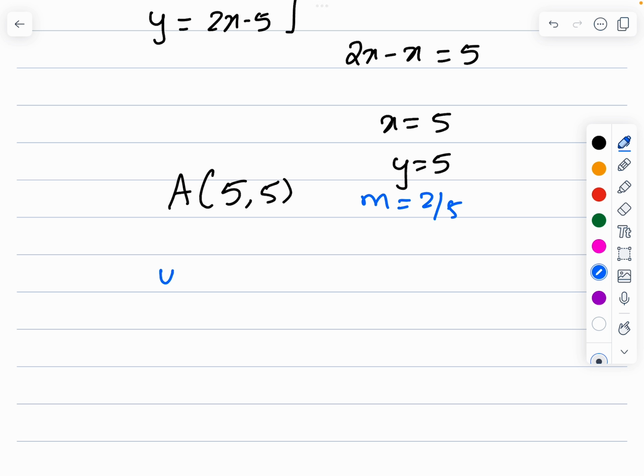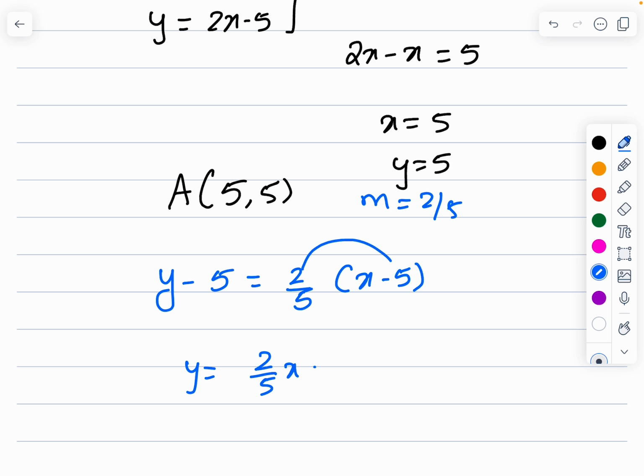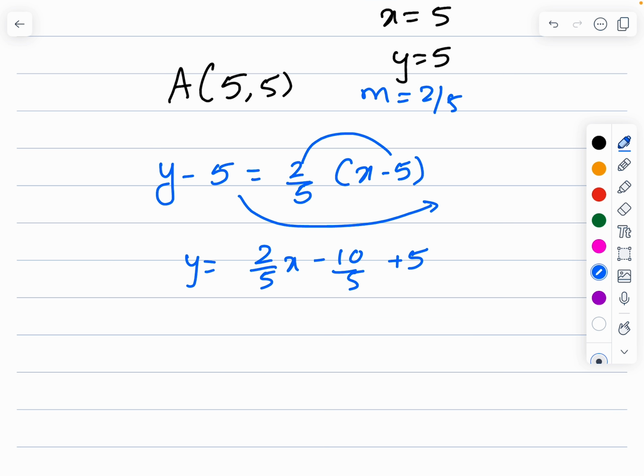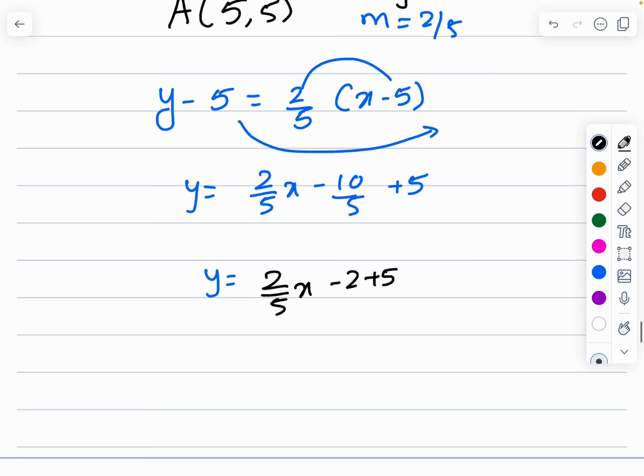Now the equation will be y minus y1 equals m times (x minus x1). Then y equals 2 upon 5 x, this is minus 10 upon 5. Minus 5 goes to the other side, plus 5. So y equals 2 upon 5 x minus 2 plus 5. Y equals 2 upon 5 x plus 3.